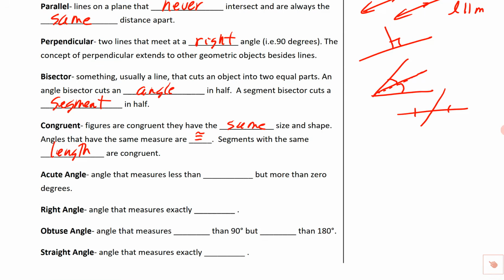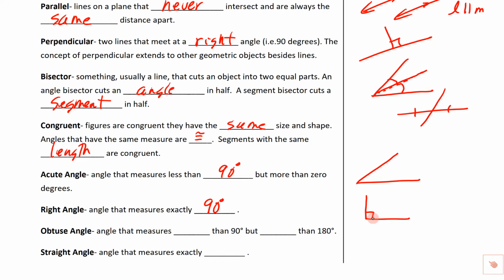It says an acute angle. It's an angle that measures less than 90 degrees, but more than 0 degrees. So something like this, that would be an acute angle, maybe a 45-degree angle or something like that. A right angle measures exactly 90 degrees. So the way we'd make a right angle would be this, and we'd indicate it like that.